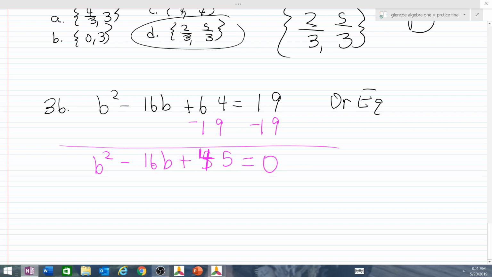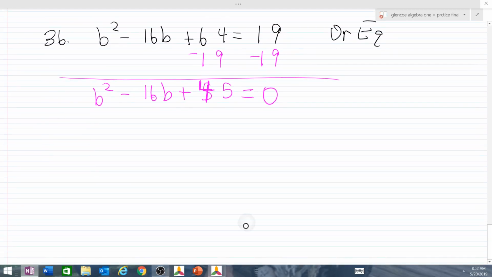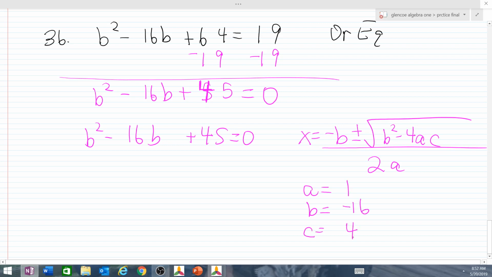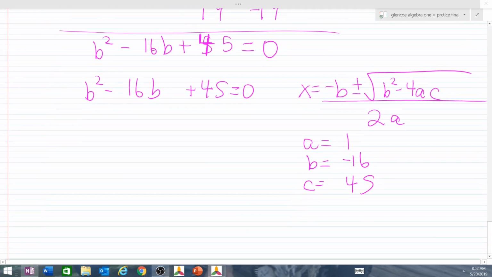Okay. Now we want to use the quadratic formula. B squared minus 16b plus 45 equals 0. The quadratic formula is, let's sing it together. Go ahead, 1, 2, 3. Okay, so let's identify what A, B, and C are. A equals 1, B equals negative 16, C equals 45.